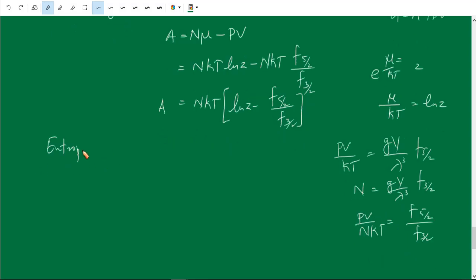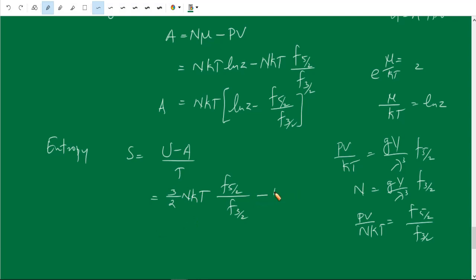Next is the entropy of the system. Entropy S is equal to U minus A divided by T. So what is U? We know that U is 3 by 2 NkT f5 by 2 divided by f3 by 2. So you remember this 3 by 2 NkT, the internal energy of ideal gas. So that is 3 by 2 NkT in classical ideal gas. So the dimension of this U is also the same thing, no? So therefore you can write this is U minus A.